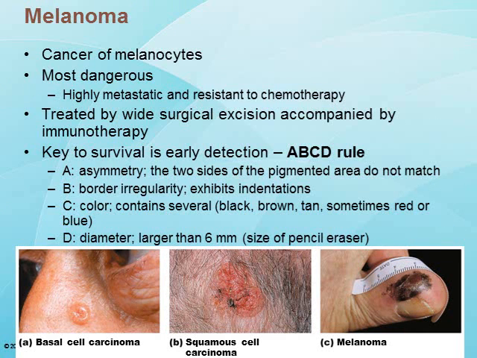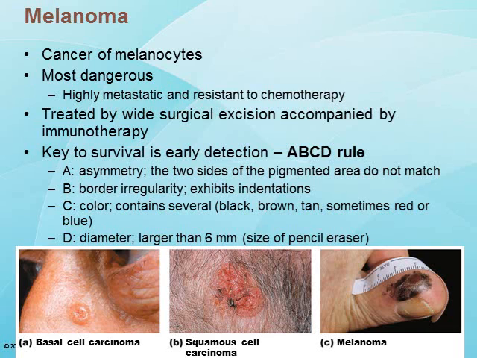But the most dangerous one is melanoma. Melanoma is a cancer that comes from the melanocyte. Okay, it's melanocyte cancer, and it normally forms a big black pigment because it's a duplication of melanocytes. That's the most dangerous one. Least common, most dangerous. And melanoma is normally highly metastatic, and it's also resistant to chemotherapy.